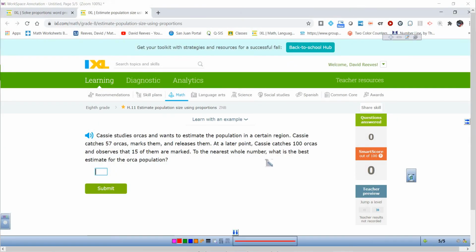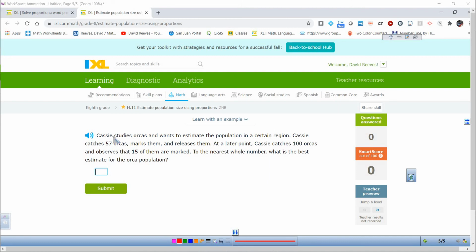All right, it says Cassie studies orcas and wants to estimate the population in a certain region. Cassie catches 57 orcas, not orchids. Orchids are flowers. Orcas are animals. Marks them and releases them. Marking and releasing orchids would not do much because they would just sit there in their pots. All right, at a later point, see, I cracked myself up. At a later point, Cassie catches 100 orcas and observes that 15 of them are marked.